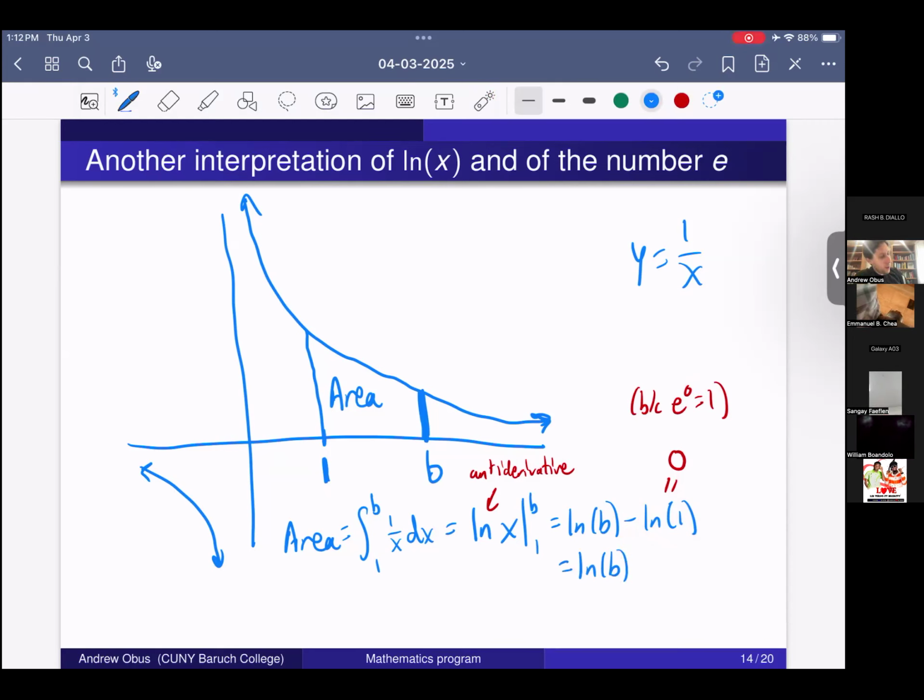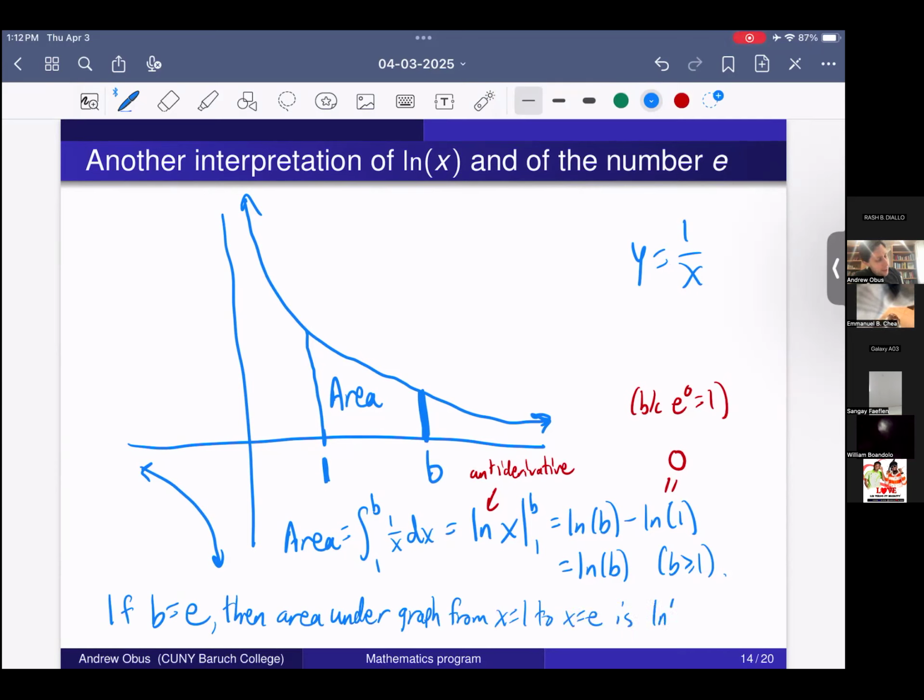Okay, so the area under the graph of 1 over x between 1 and b is actually just equal to ln of b. Let's suppose b is greater than or equal to 1. And so that means in particular, if b is equal to e, then the area under the graph from x equals 1 to x equals e is ln of e.